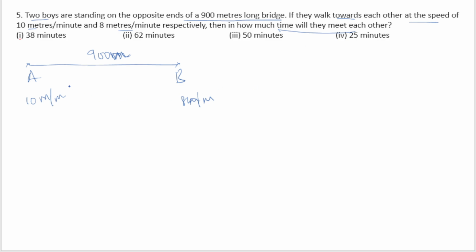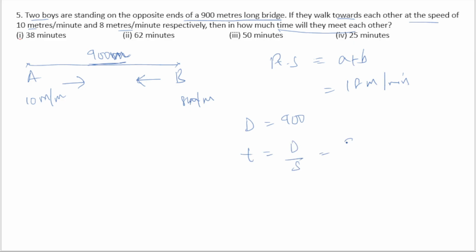Here they both are moving in opposite directions. They both are moving towards each other. So here relative speed is equal to the sum of these speeds. It is 10 plus 8, it is 18 meters per minute. And they have to travel 900 meters to meet each other. So here distance is equal to 900 meters. And what is the time taken here? Time is equal to distance by speed. It is 900 divided by 18. It is 50 minutes. It is the third option.